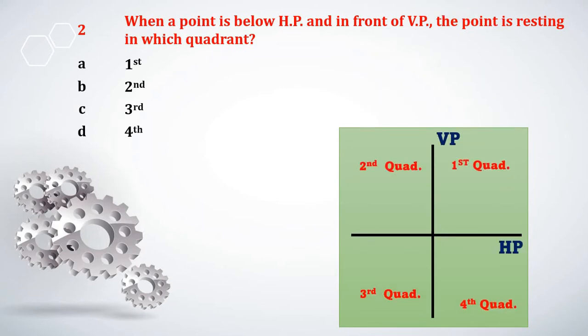You can see in the question they have mentioned the point is below HP, so we will draw the arrow in the downward direction below HP, and in front of VP, so we will draw the arrow in front of VP. If we join the construction lines to that point, we will be obtaining the point in the fourth quadrant. So option D is the correct answer, that the point lies in the fourth quadrant.